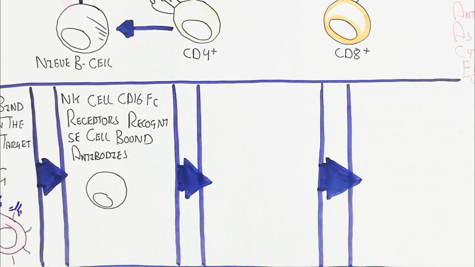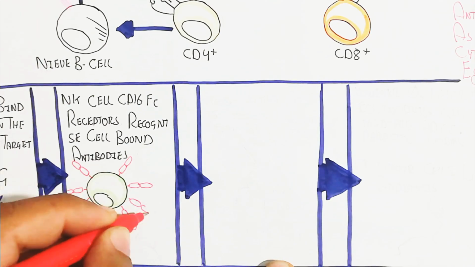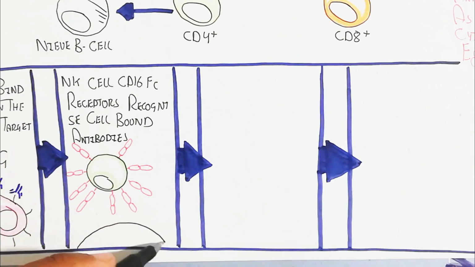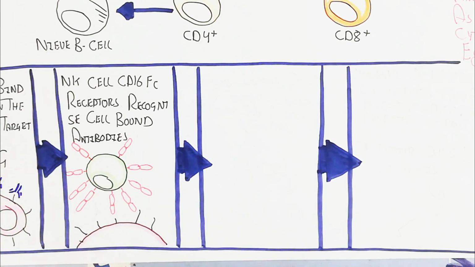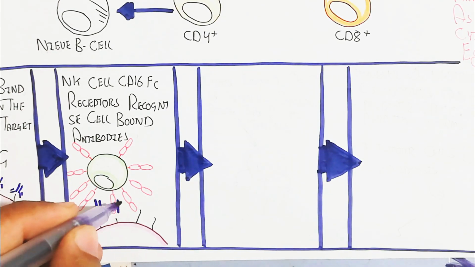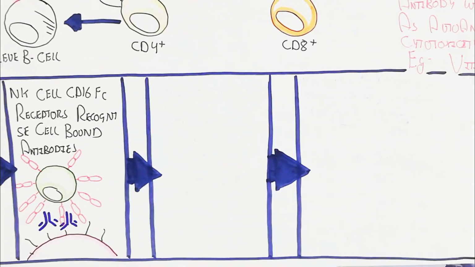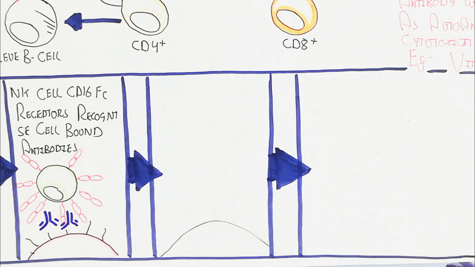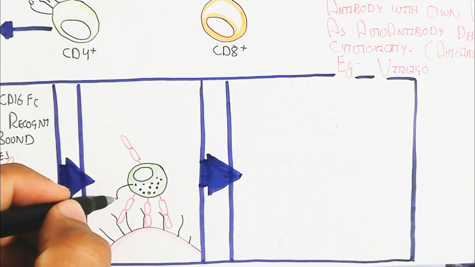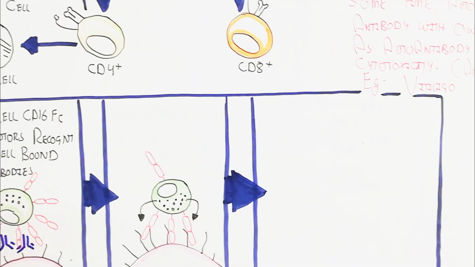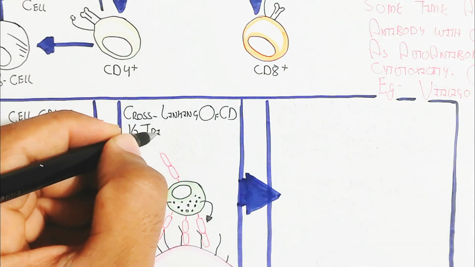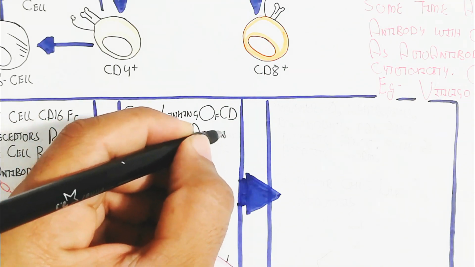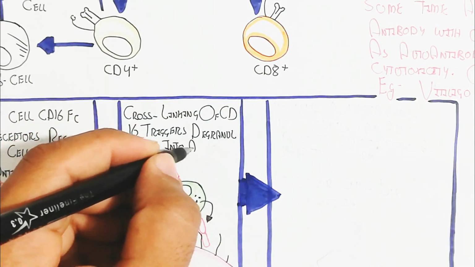Remember about that. In this way, you can understand it more easily. After this, the antibodies will collapse onto each other, and the cross-linking of the CD16 triggers degranulation into a lytic synapse. This lytic synapse will lead to degranulation of the natural killer cell.